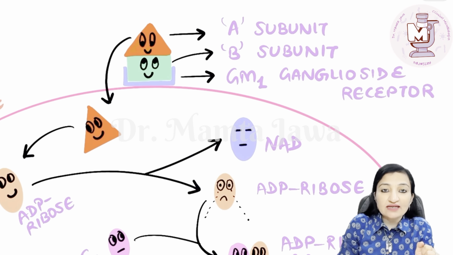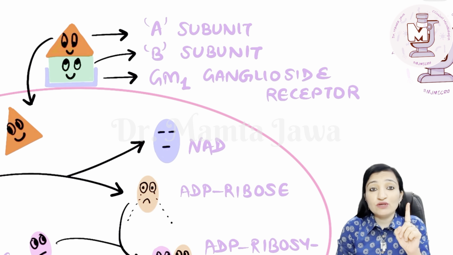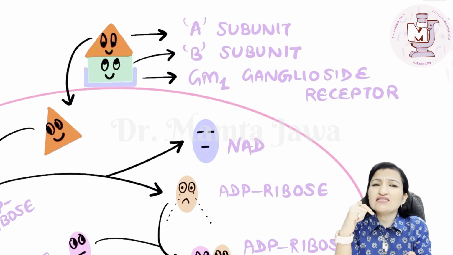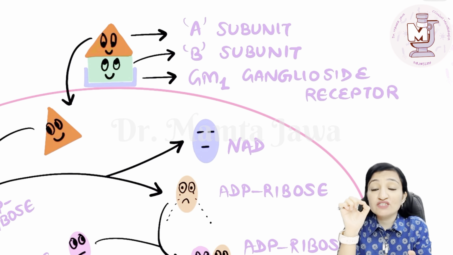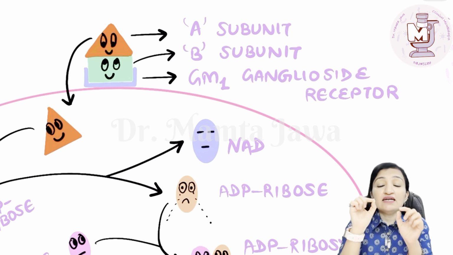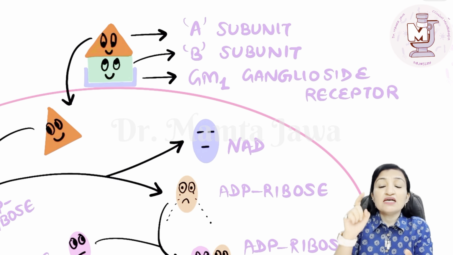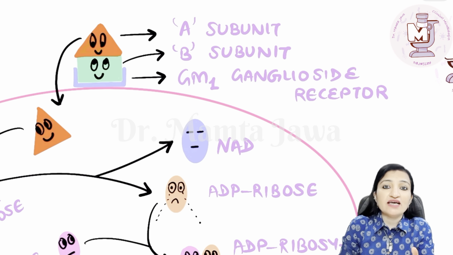Now this toxin, guys, is made up of two subunits, A subunit and B subunit. A stands for active and B stands for binding. So as the name implies, it is the B subunit which is going to bind to the receptor decorated on the surface of the enterocytes. The name of the receptor is GM1 ganglioside receptor.